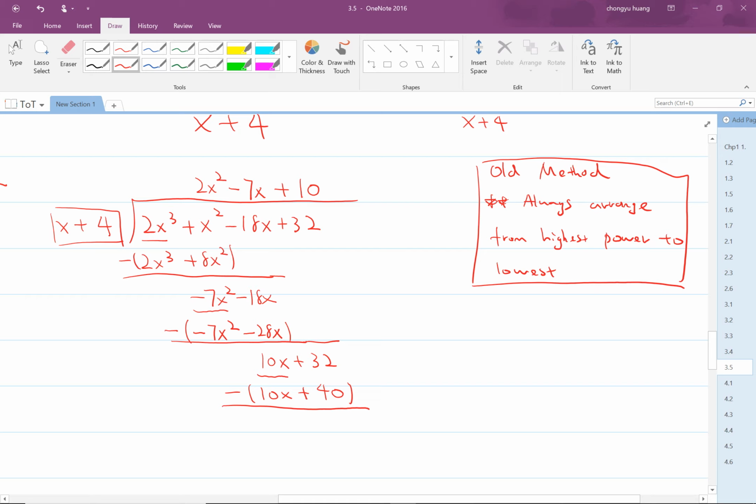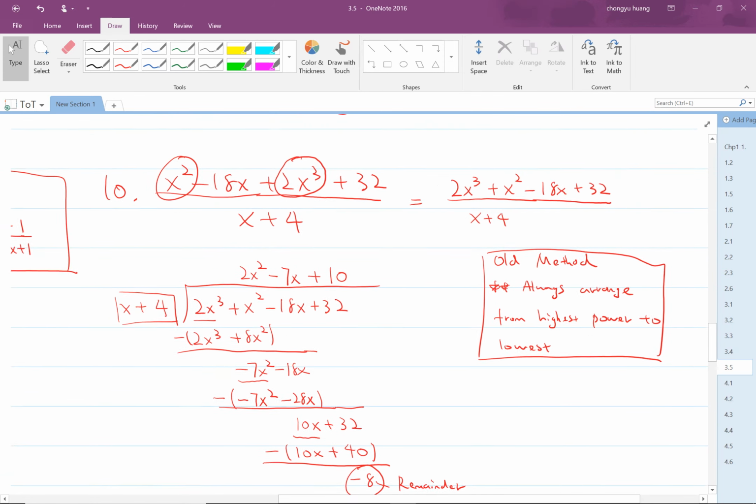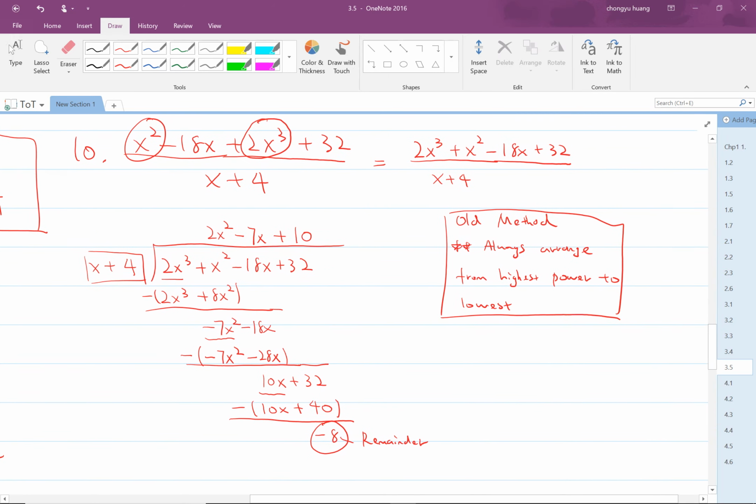And then 32 minus 40 is equal to negative 8, right? Negative 8 is the remainder, right? So now we are actually solving the problem, right?